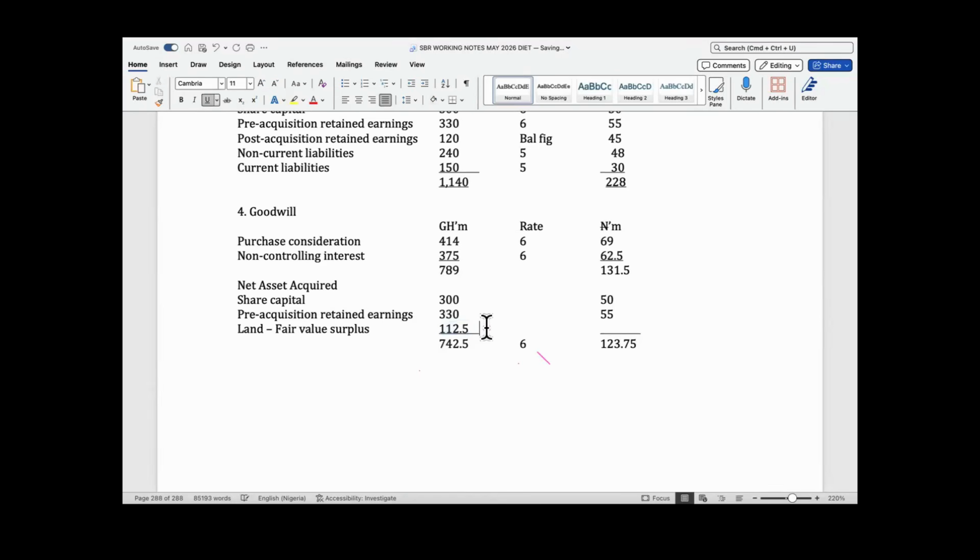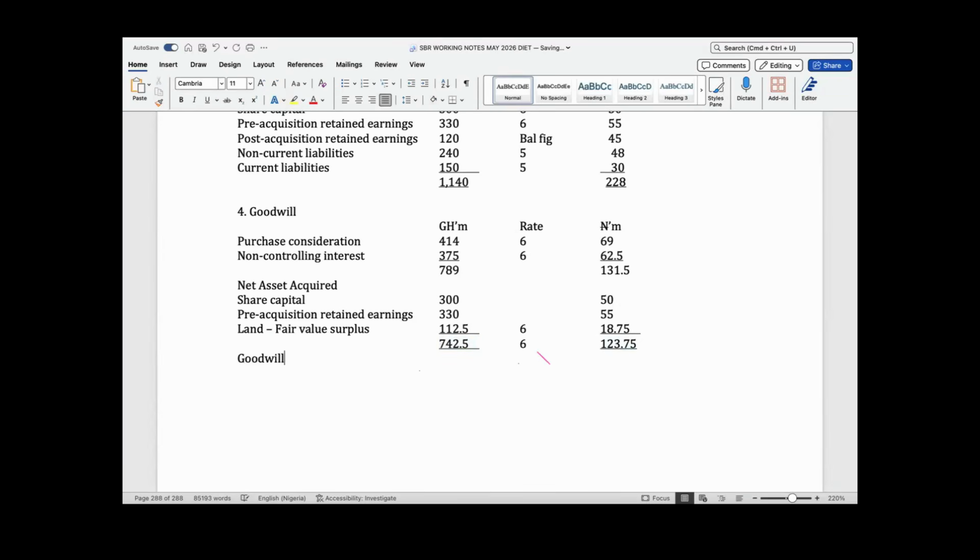So you can either translate this one at 6, or you just get the balancing figure. 18.75. Am I correct? Yes. Okay.